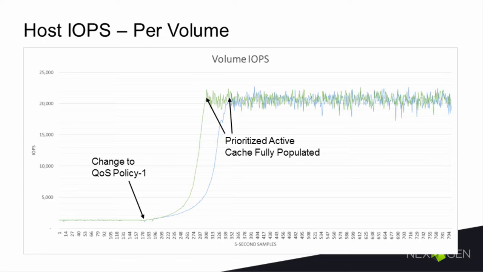Once we moved the volumes into the mission critical policy 1 on the fly, the prioritized active cache began being repopulated in real time. You see the dramatic increase in IOPS for both volumes until they reach a point where the prioritized active cache is populated and nearly all IOs for the volumes are being serviced from PCIe flash.